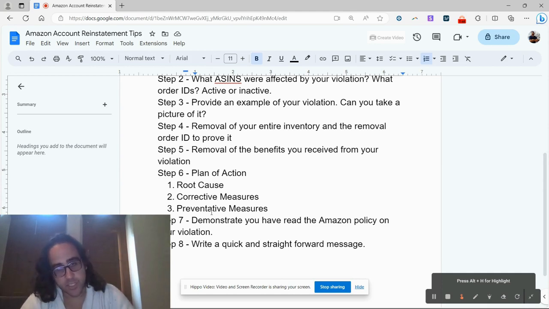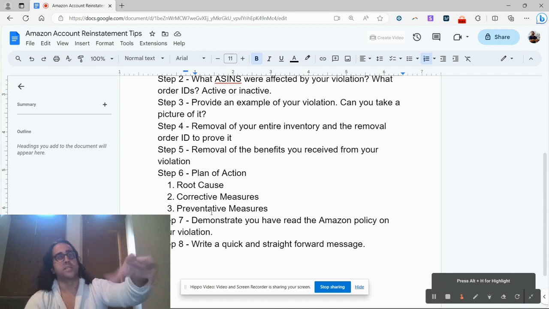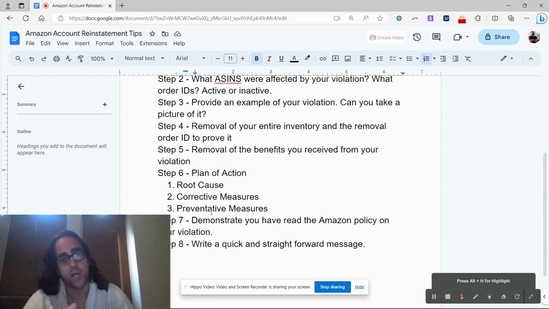And step 7, demonstrate that you have read the Amazon policy on your violation. This part's pretty important. So you have to read the policy in accordance to what your violation was. Amazon wants you to tell them that you understand what the policy is. In addition to, hey, you screwed up, they want you to know what the actual policy is. So you need to demonstrate it somehow.